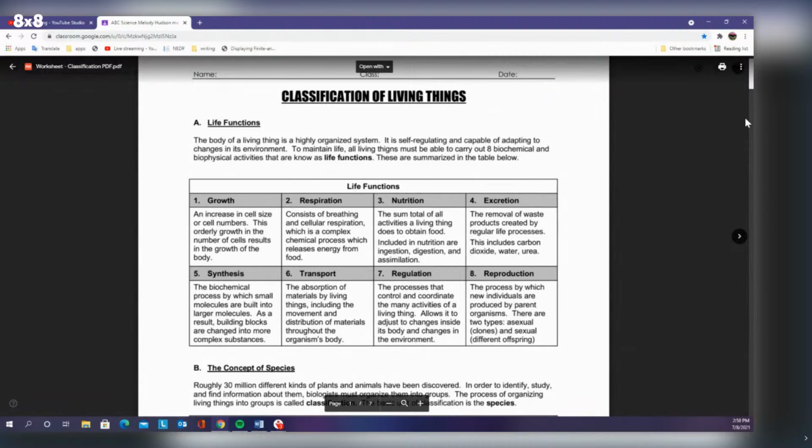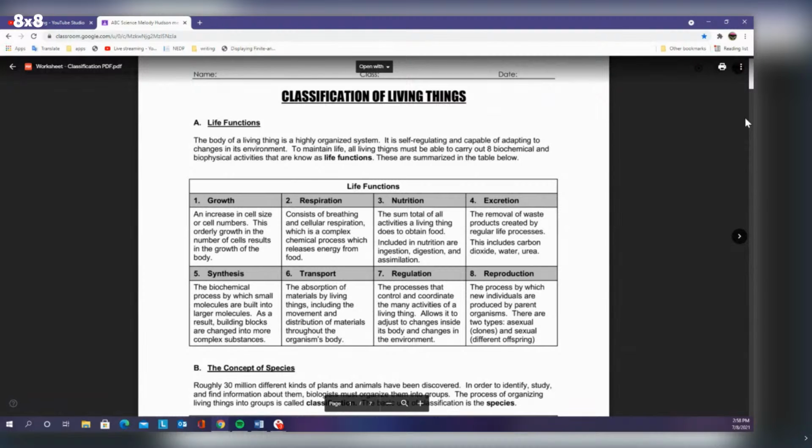Transport is the absorption of the materials by the living things, and also the movement and distribution of materials throughout the organism's body, like in the circulatory system or the digestive system. And regulation, processes that control and coordinate the many activities of a living thing. It allows us to adjust to changes inside its body and in the environment. And keep in mind, if a living thing is not able to regulate, it will die off, either as an individual living thing or as a species.